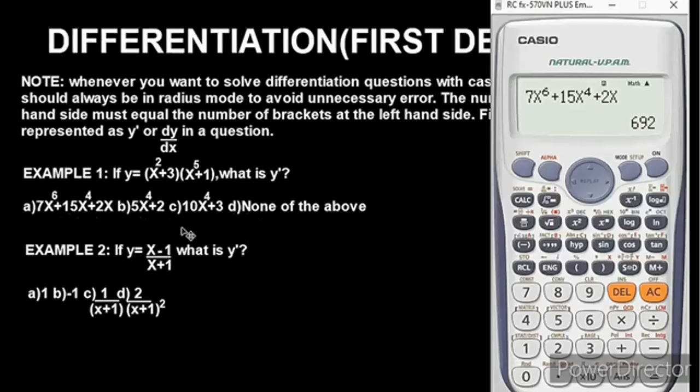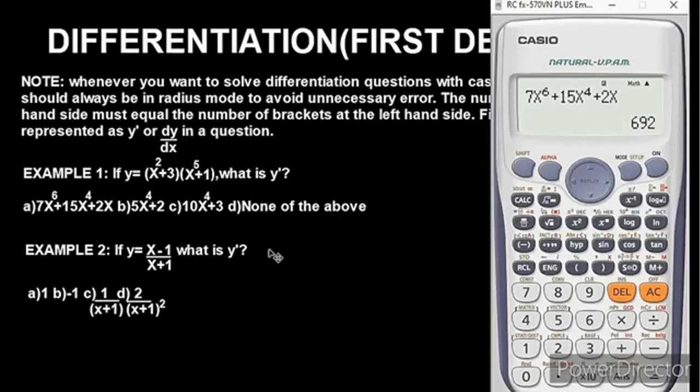So this is how you can solve derivatives with a Casio calculator. And if we evaluated this option A and didn't get the same value, we would have gone to option B, till we get the option that gives us 692. And if we did it for A, B, and C and none gave us 692, the answer would have been option D, which is none of the above. So that's how you can solve this problem with this calculator for multiple choice questions.